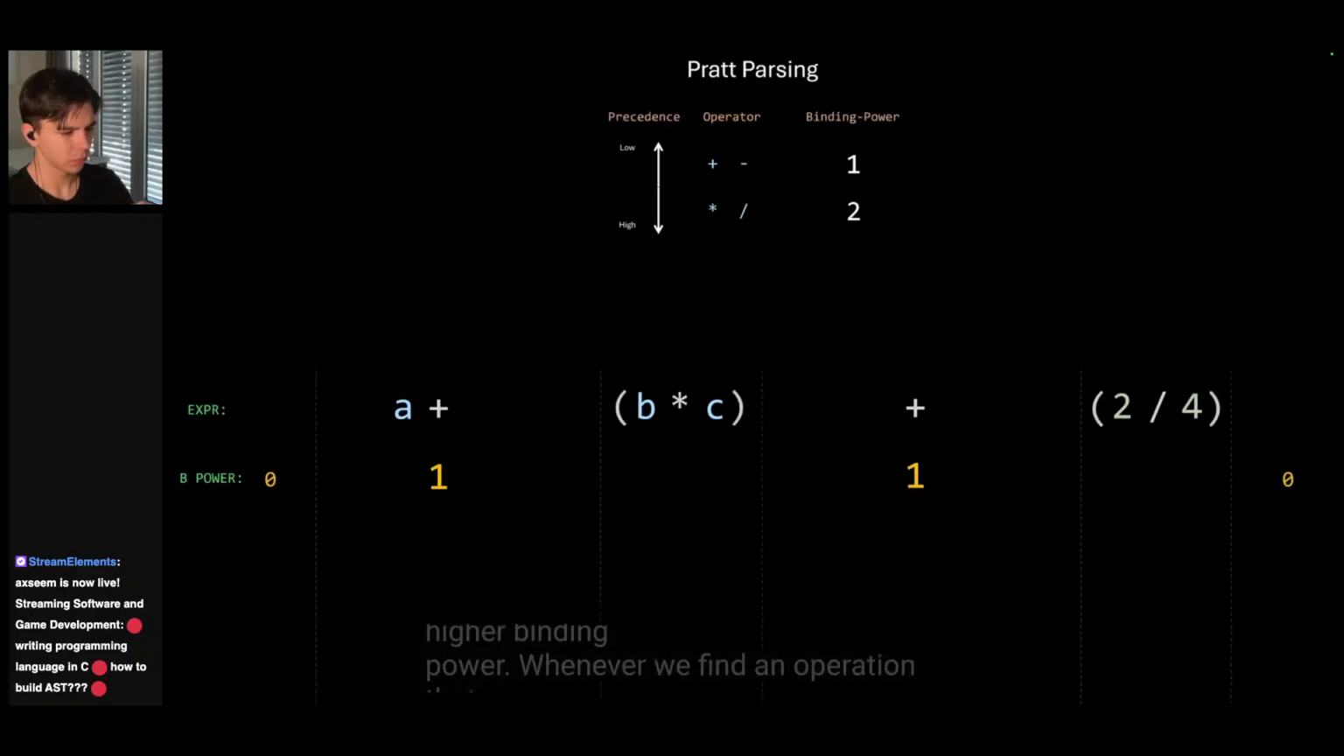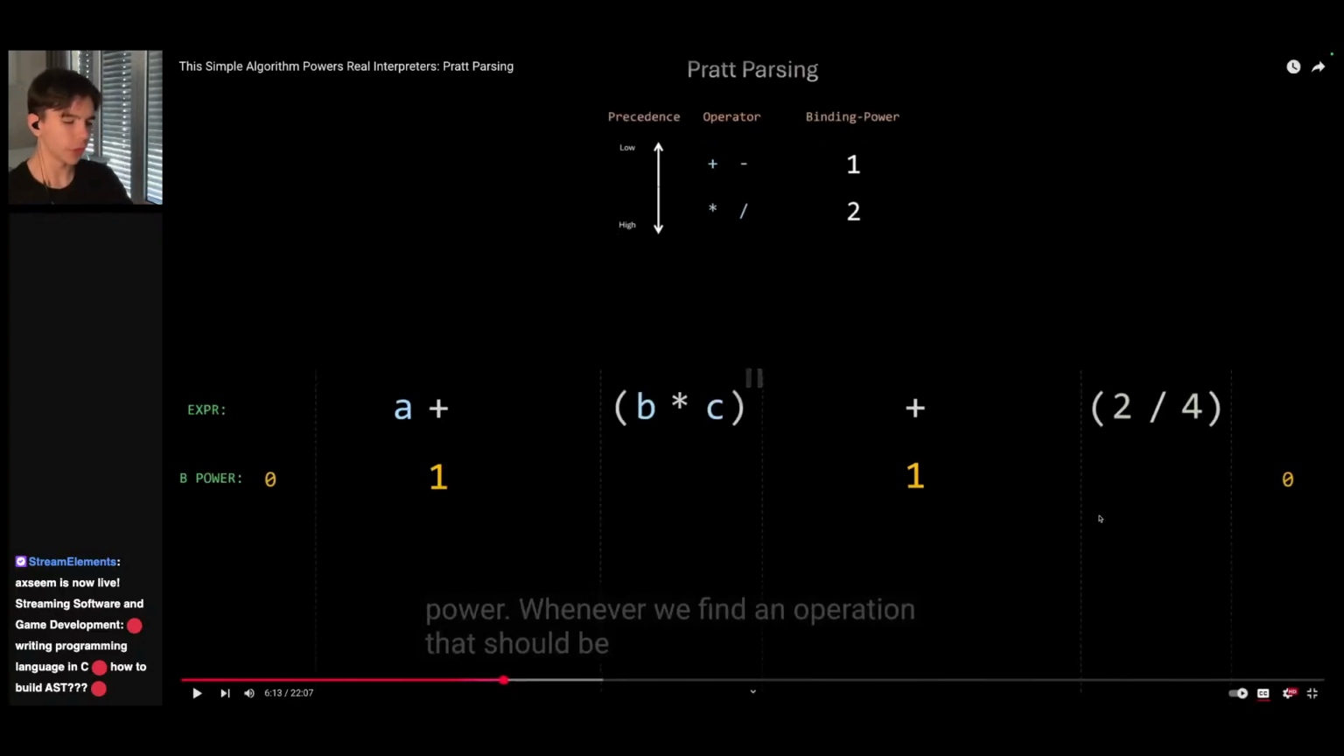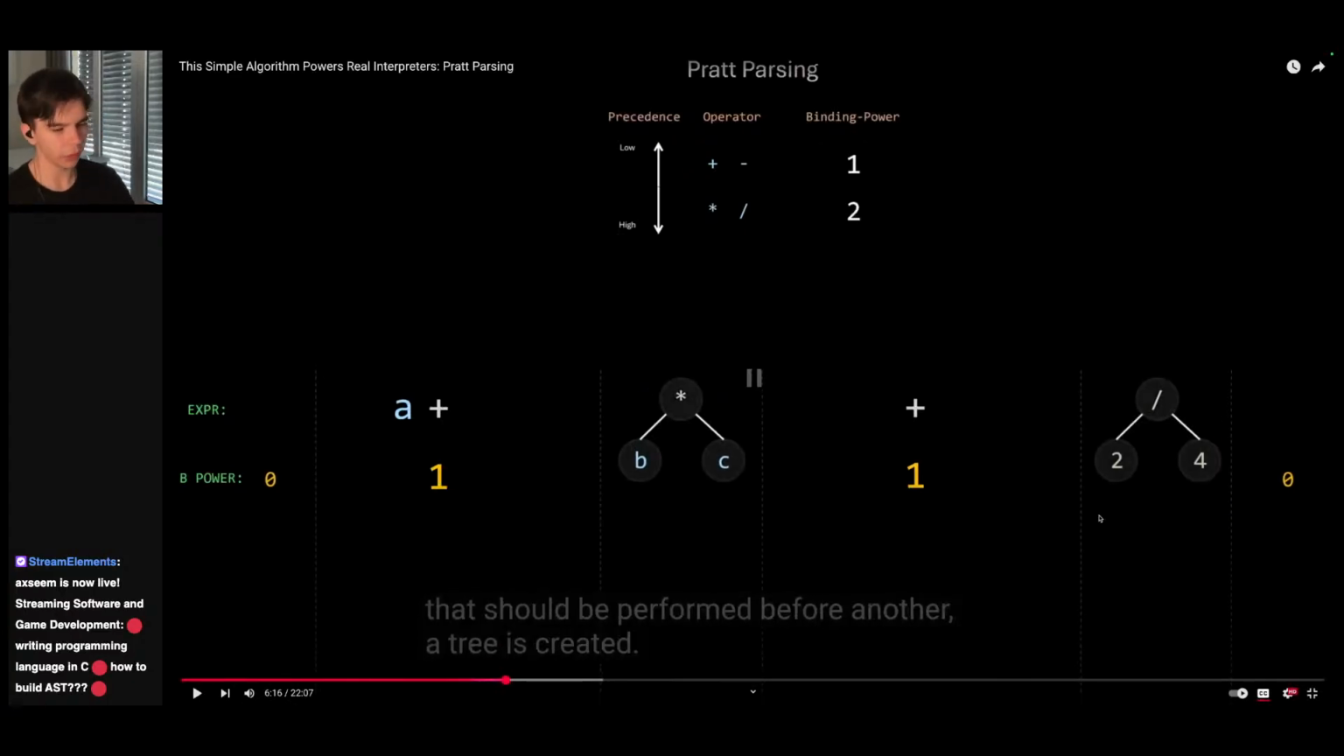Whenever we find an operation that should be performed before another, a tree is created. And since parsing isn't finished yet, the process continues. So at this moment, we have several trees, unconnected, right? And we have to store them in some way. And then we have to connect them into a single big tree.